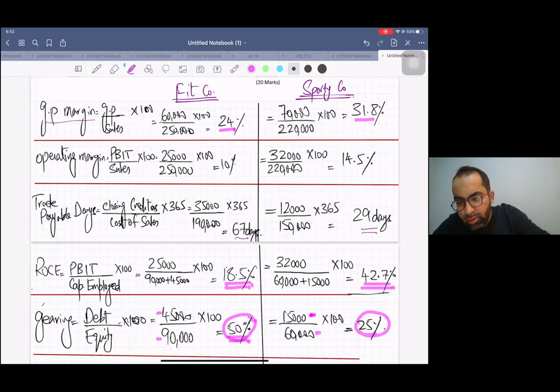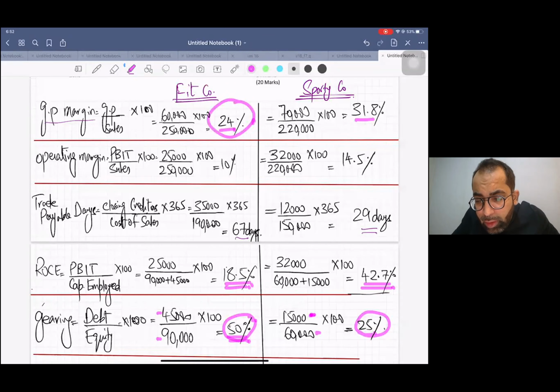Number two, if you come to Fit company, hope you remember the lines in the question. In the Fit company it was clearly written that Fit company is a brand. Fit company sells through branded shops. So with brands, the prices should be higher, so the GP margin should be higher. But the picture here is totally different.